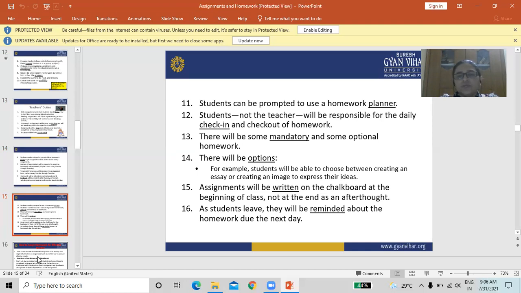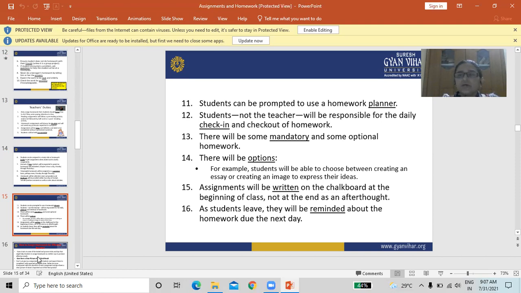Assignments will be written on the chalkboard at the beginning of a class, not at the end as an afterthought. As students leave, they will be reminded about the homework due the next day.